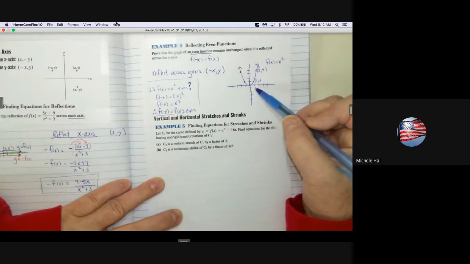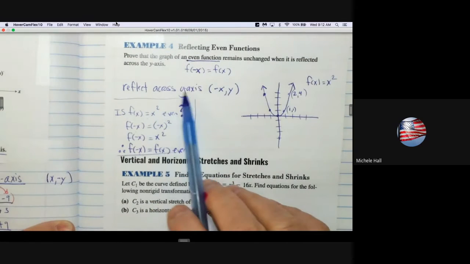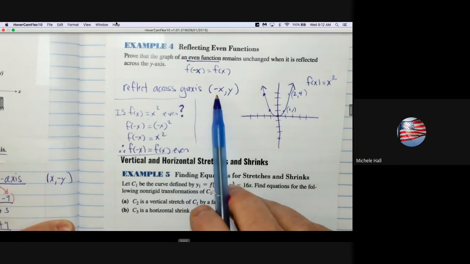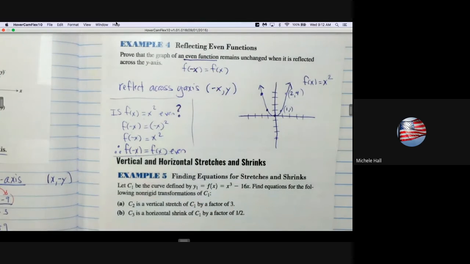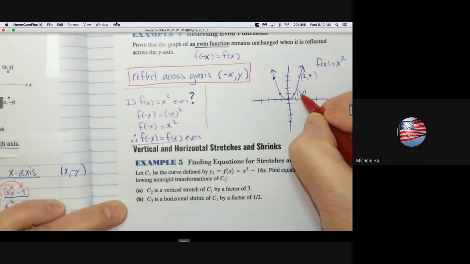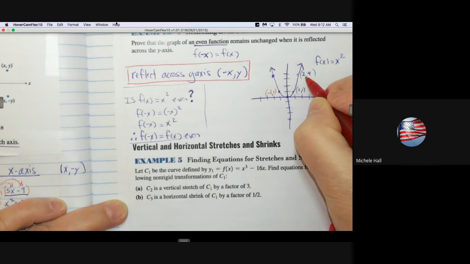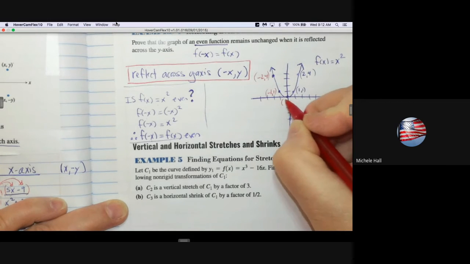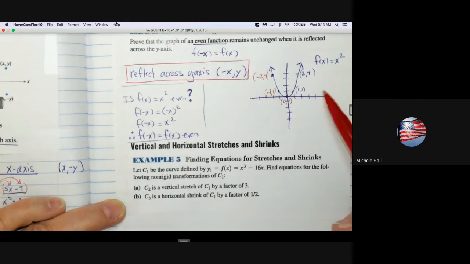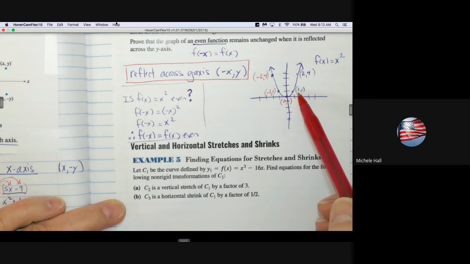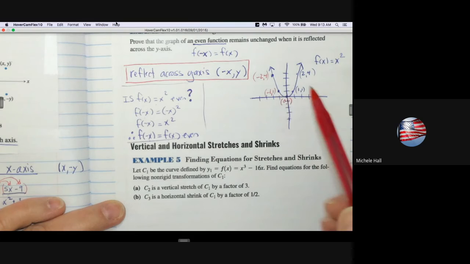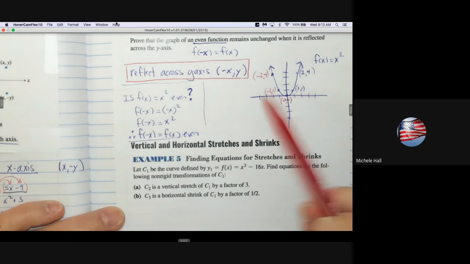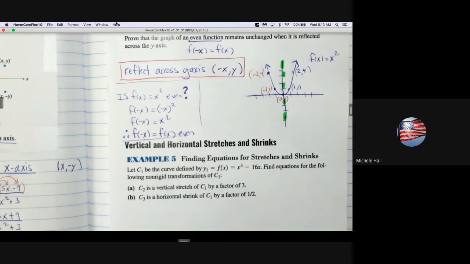Here is x squared at the origin. Reflecting across the y-axis means that we need to negate all of our x values. 1 would be negative 1. 2 becomes negative 2, 4. And of course, we have 0, 0 at the origin. So if I was to take these points and negate them, they would land over here. If I was to take this side of the function and reflect it over the y-axis, I would get these points. It is the same function. Even functions remain unchanged when reflecting across the y-axis.